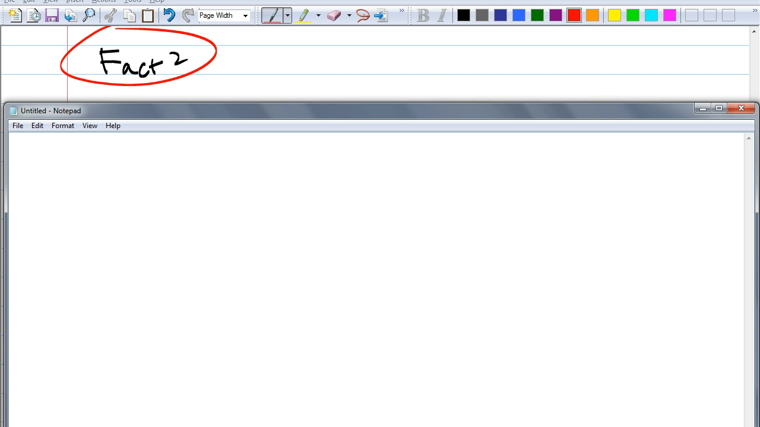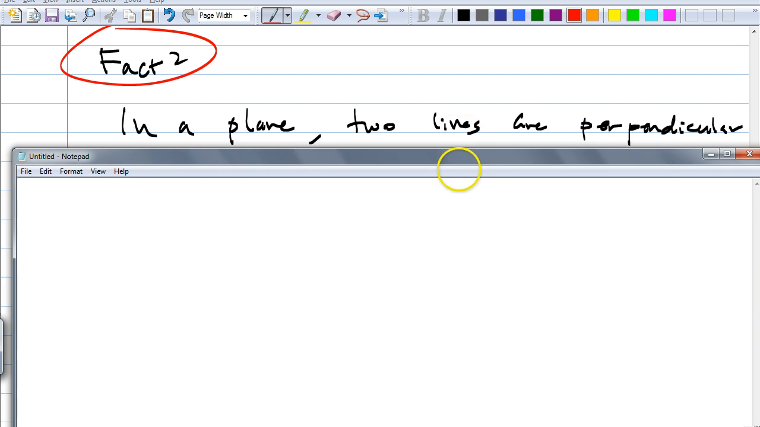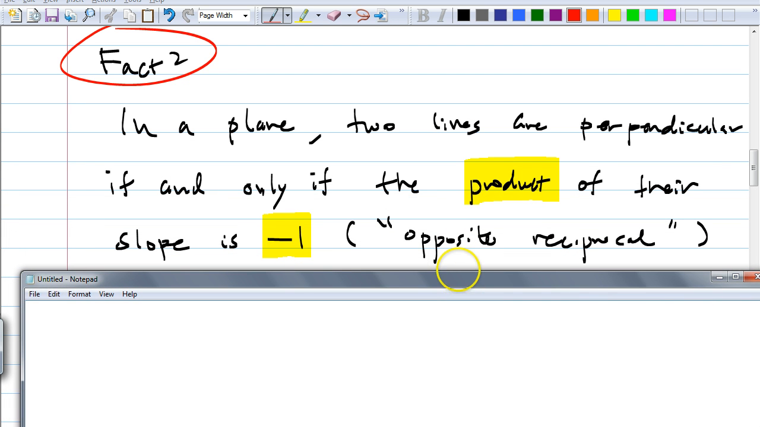How many people agree with Libby that the product of the two slopes must be -1? You guys are correct. And remember, there was one exception, right? But in all the other cases, this is true. So in a plane, two lines are perpendicular if and only if the product of their slopes is -1.